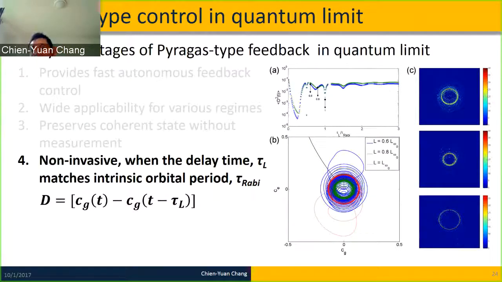These are just a demonstration of how it looks. We have the delay time at three different values on the top, in the color figures. I don't know how to say this. In figure C, we see that if the delay time is not a multiple of this, the orbit is not very repetitive. As we increase the delay time, the orbit tries to match the intrinsic orbit, and then it's very repetitive as we change the delay time.